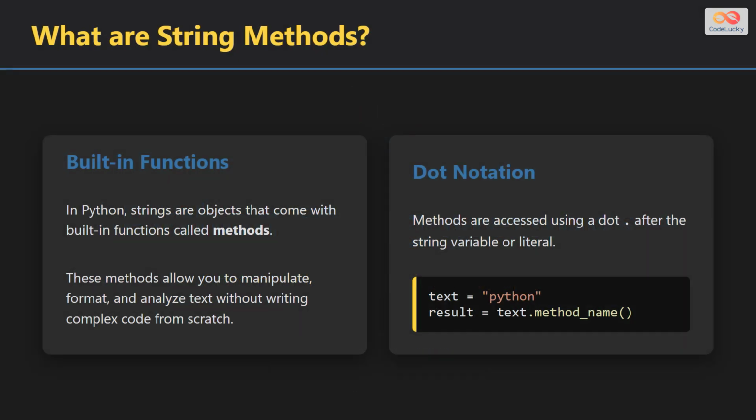First, let's understand what we mean by string methods. In Python, every string you create is an object. These objects contain built-in functions, known as methods, designed specifically for text operations. You access them using dot notation. You write your string or variable name, followed by a dot, and then the method name with parentheses.